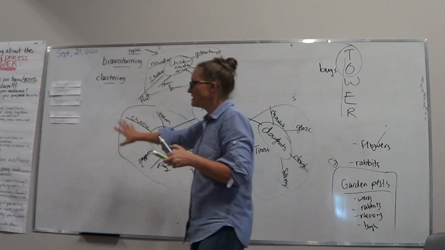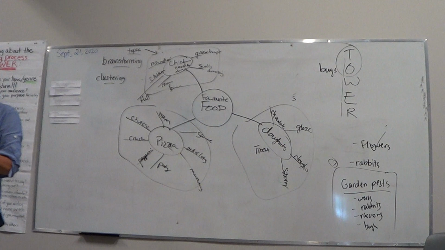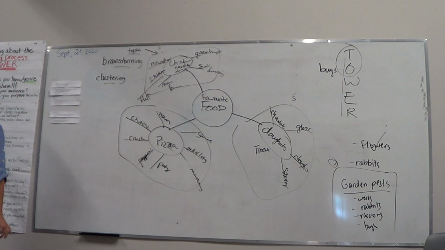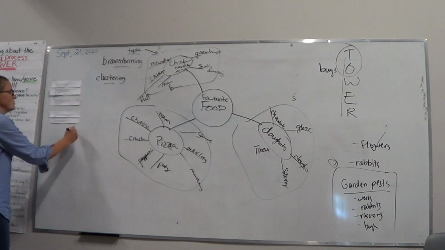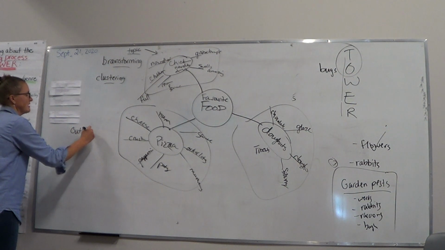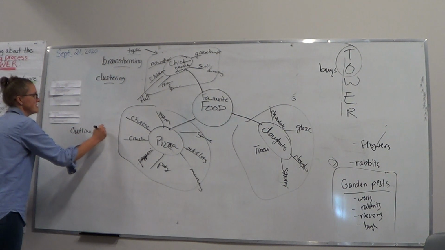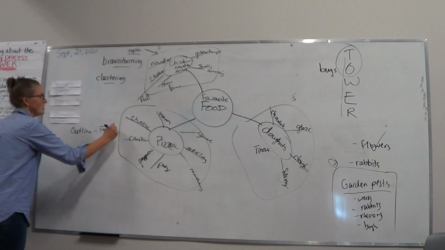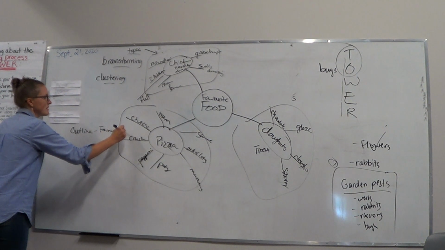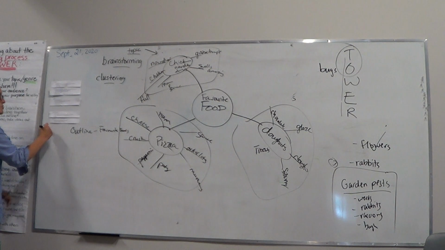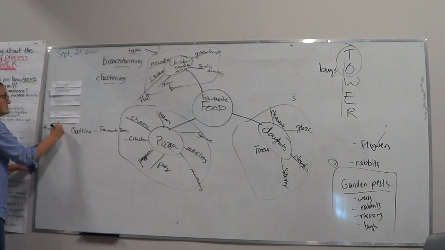So if I were to look at this and I wanted to write a nice long piece of writing, and I wanted to make an outline, don't worry, I'm just showing you what an outline is. So if I wanted to make an outline about my favorite foods, again, I'm thinking about my audience. So my audience is going to be you guys, so my students.